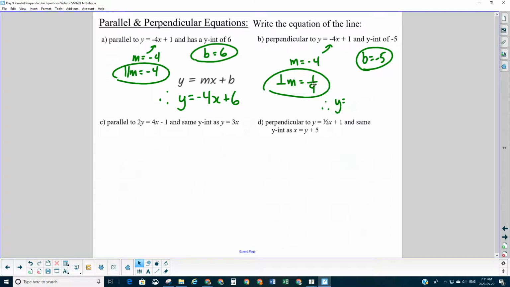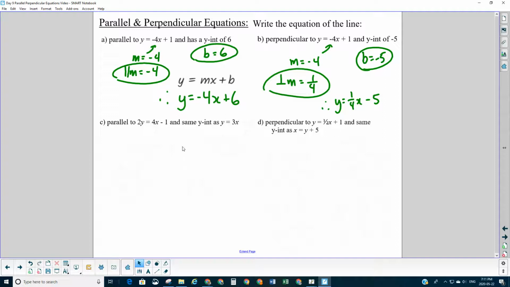So it's y equals, our slope is 1/4, so it's 1/4 x. Our y-intercept is -5, so we just say -5. Remember, don't say plus -5. Don't have two operations right beside each other. You just say it's -5.